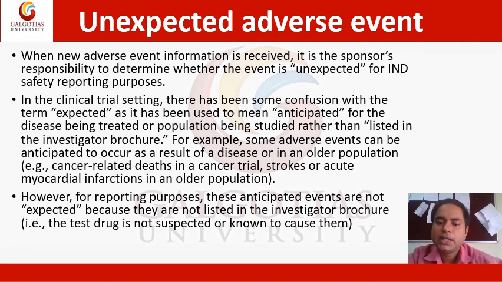For example, some adverse events can be anticipated to occur as a result of a disease or in an older population. For example, cancer-related death in a cancer trial, strokes, or acute myocardial infarctions in an older population. However, for reporting purposes, these anticipated events are not expected because they are not listed in the investigator brochure. That is, the drug is not suspected or known to cause them.